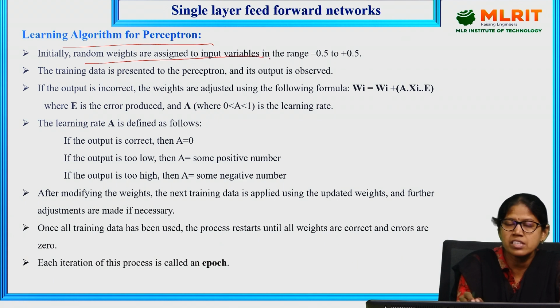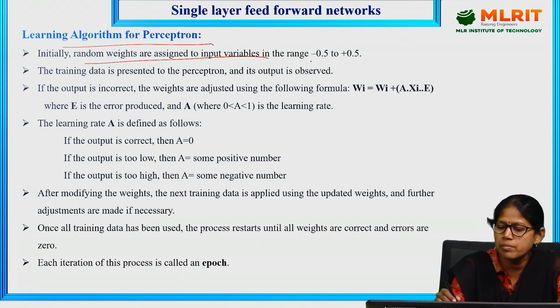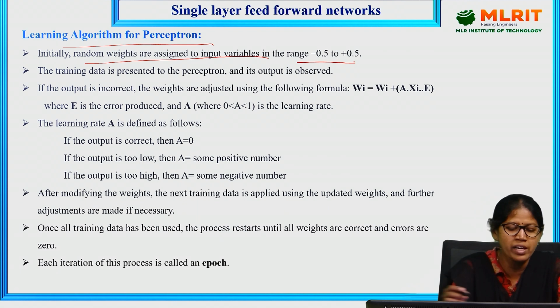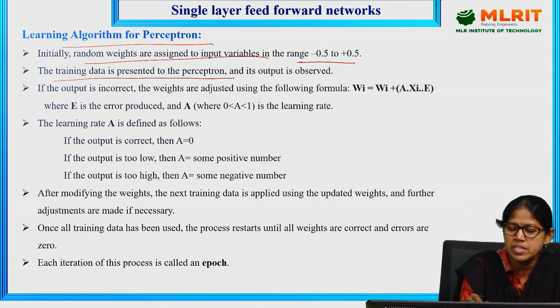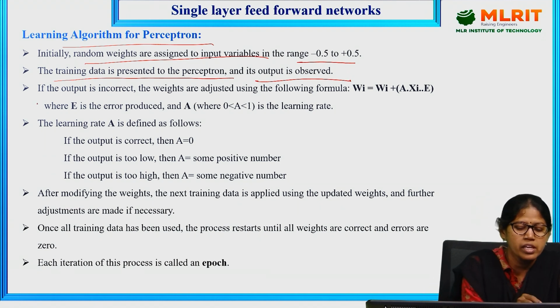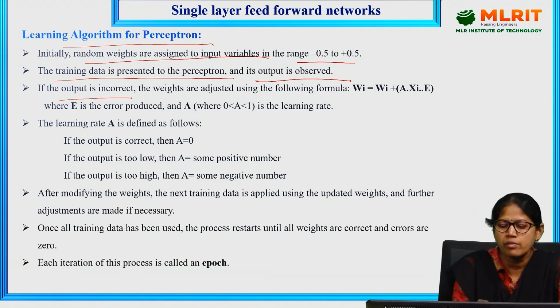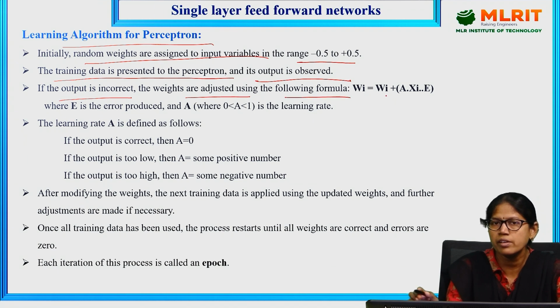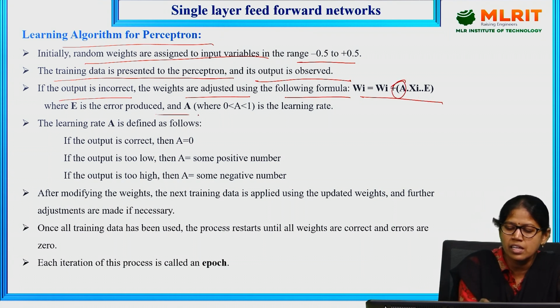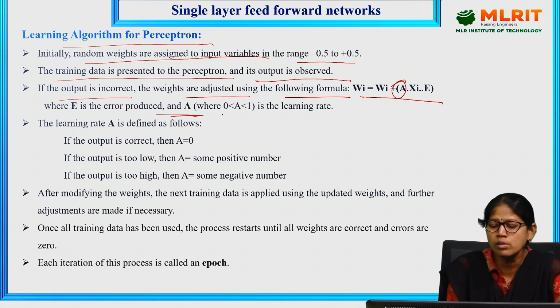Initially, random weights are assigned to inputs, in the range of -0.5 to +0.5. Later, the training data is presented to the perceptron and the output is observed, whether it is the expected output or not. If the output is incorrect, weights are adjusted using the following formula: Wi equal to Wi plus A into Xi into E. A is the learning rate, which is between 0 and 1.